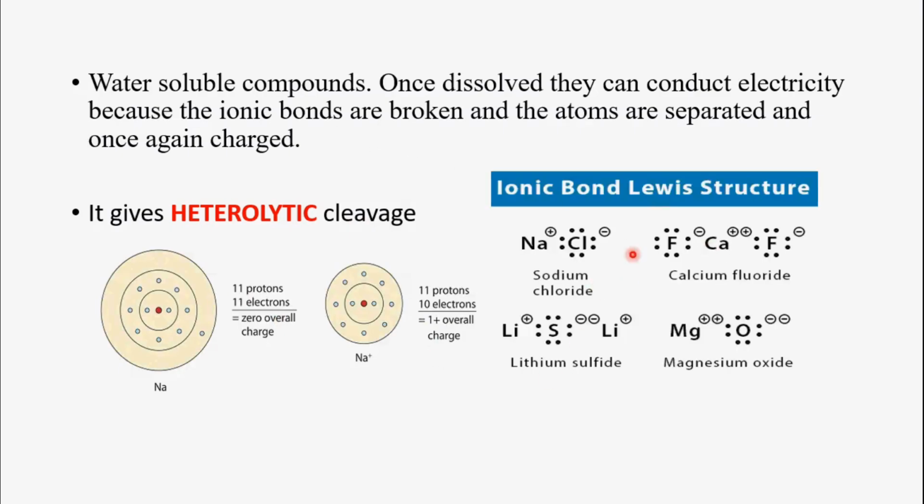This is the Lewis structure of sodium chloride. Sodium is positively charged, chlorine is negatively charged, because chlorine has more electronegativity than sodium. So it will attract the electron from the sodium metal, and chlorine will become negatively charged and sodium will become positively charged. There are more examples of ionic bond Lewis structures: calcium fluoride, lithium sulfide, and magnesium oxide.